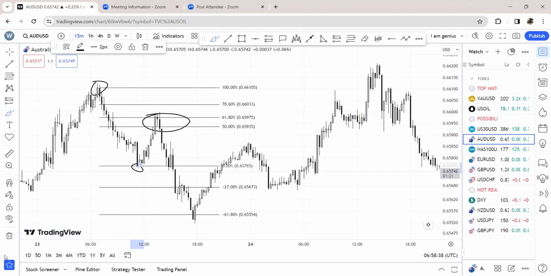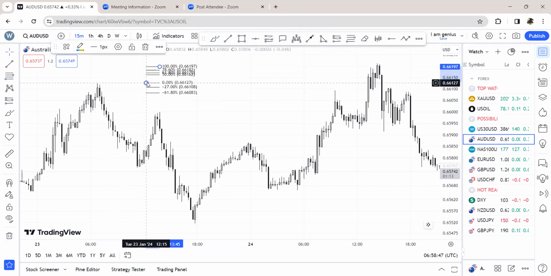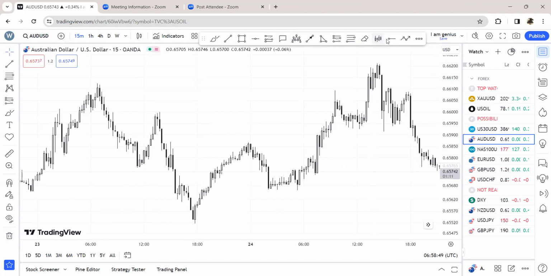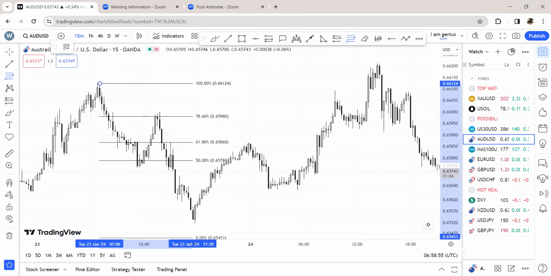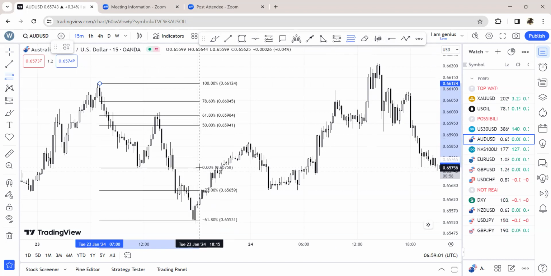If you've used line charts, then it takes you to this. Or if you want, you can just remove this and just draw this yourself if you're able to see clearly. Let me just remove this. Able to see, so you just say that highest point all the way to that low wick there.